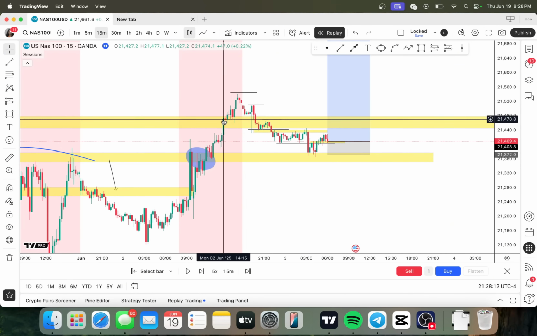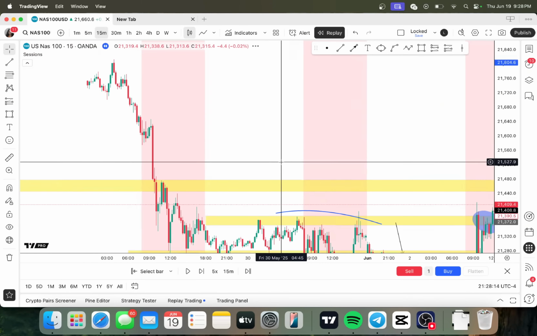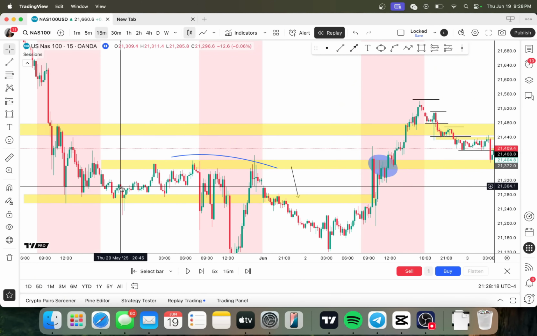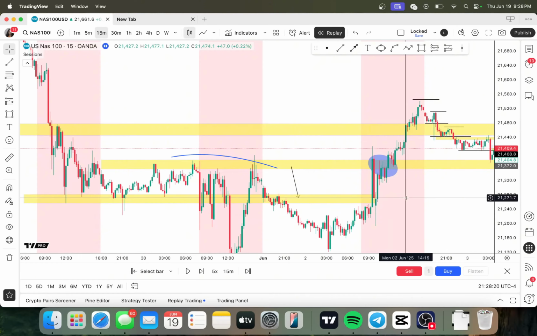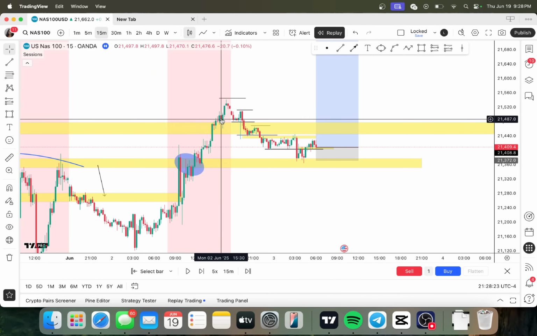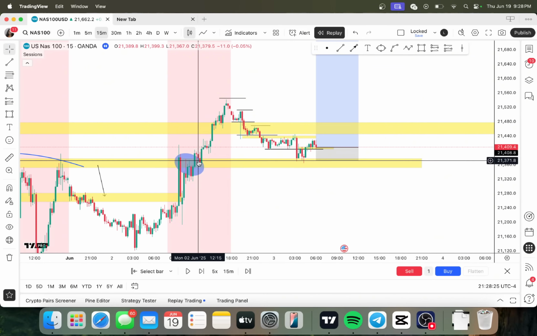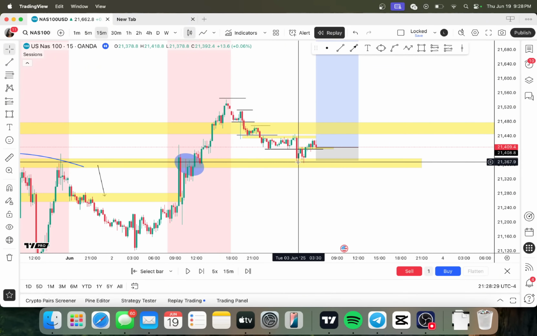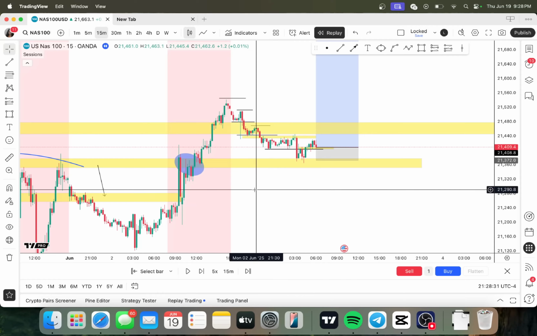So remember, that 4 hour was correcting. What did we do? We scaled to the 1 hour and we waited for the 1 hour to go bullish. Now we're on the 1 hour. The 1 hour goes bullish. So our indication starts here and ends up correcting here. What do we do now? Since it's correcting, we scale to the 15-minute time frame.